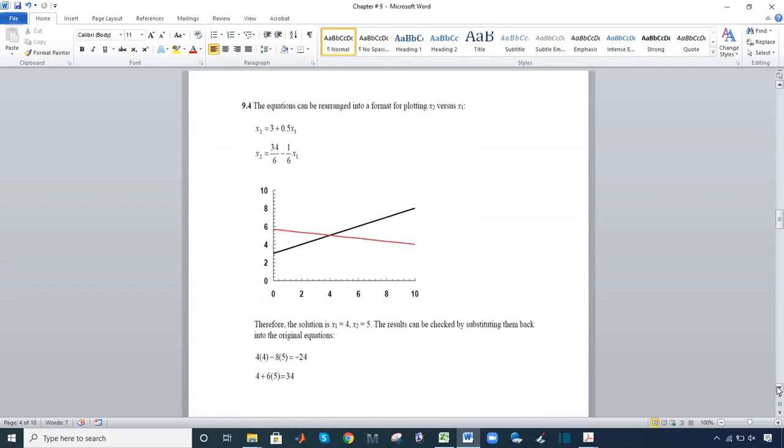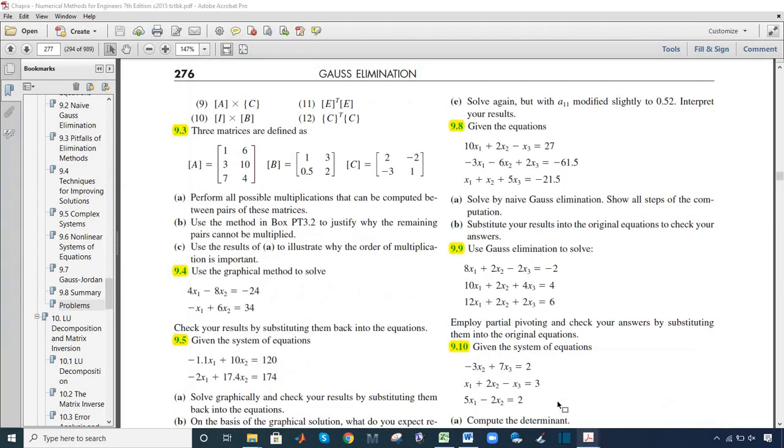First, you have to rewrite these two equations in this form. I have just rearranged, nothing else. x2 is equal to 3 plus 0.5 x1, and x2 is equal to 34 by 6 minus 1 over 6 x1. This is the rearrangement of these two equations.